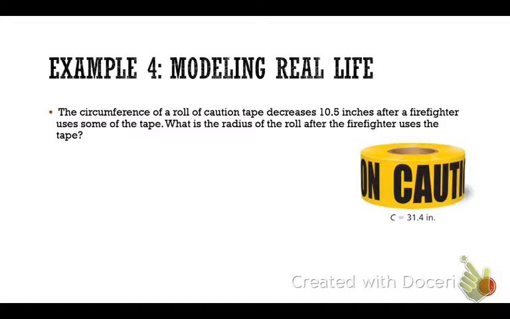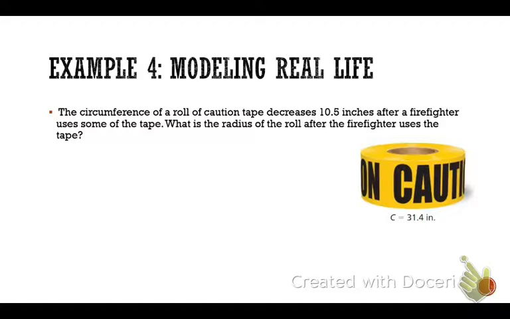Okay, last example, example 4. Modeling in real life. The circumference of a roll of caution tape decreases 10.5 inches after a firefighter uses some. What is the radius of the roll after the firefighter uses the tape? A couple things are happening here. I'm dealing with circumference, so I need to figure out which circumference formula I want to use, but also, what am I solving for? I'm no longer solving for circumference.